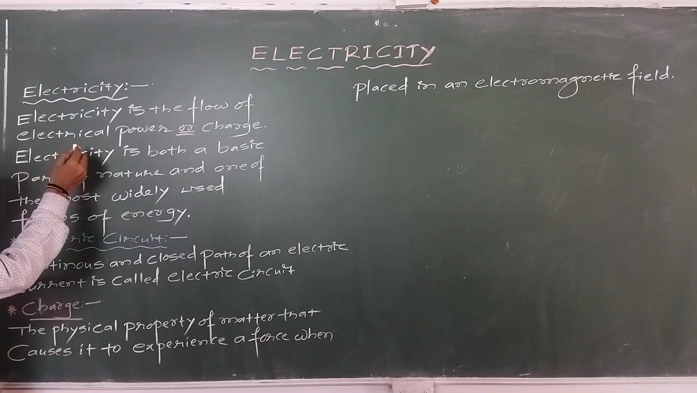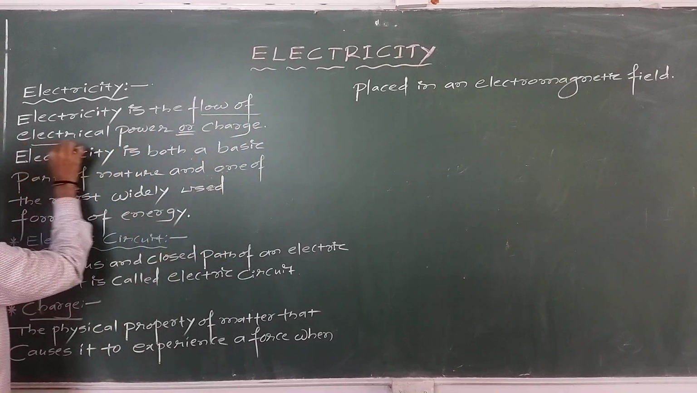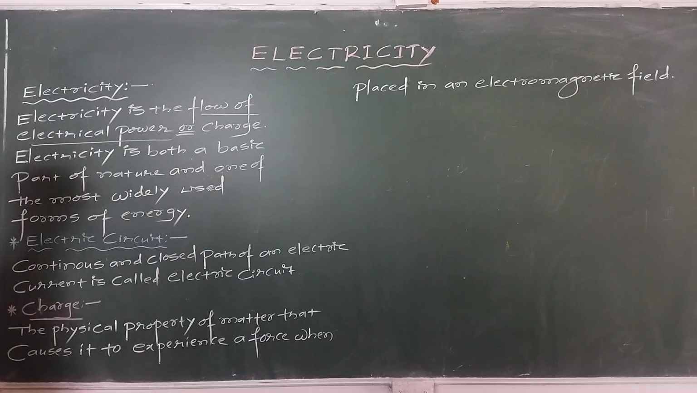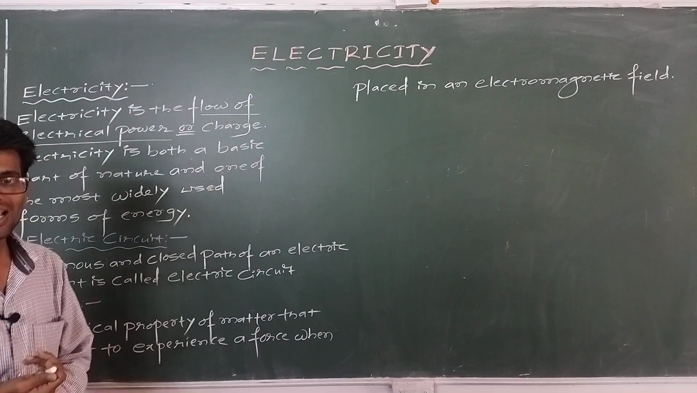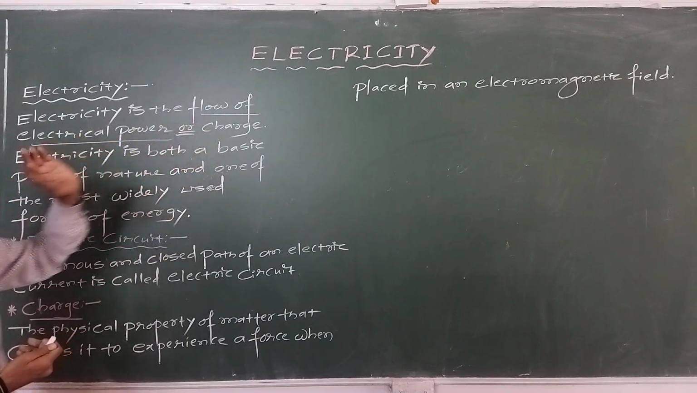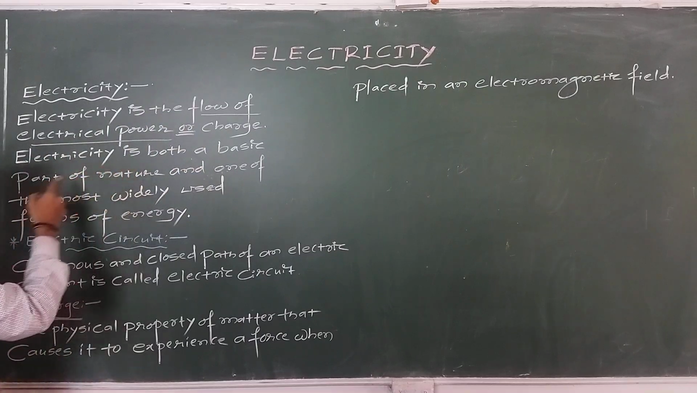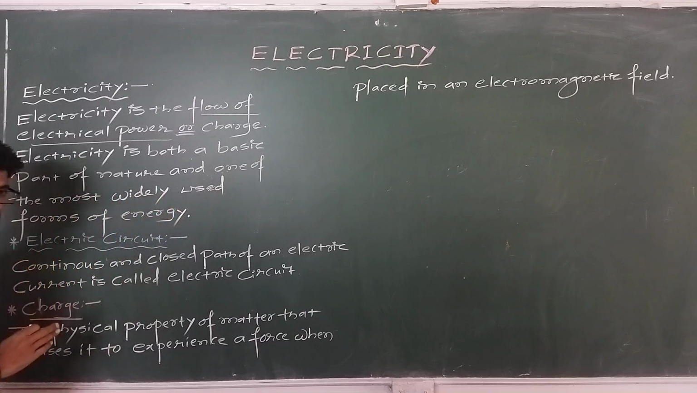See, electricity is the flow of electrical power. Later you will study what you mean by electrical power. Electrical power is nothing but the rate of doing work, or the rate at which work is done. Electricity is both a basic part of nature and one of the most widely used forms of energy. So we are using electricity widely in day-to-day life.